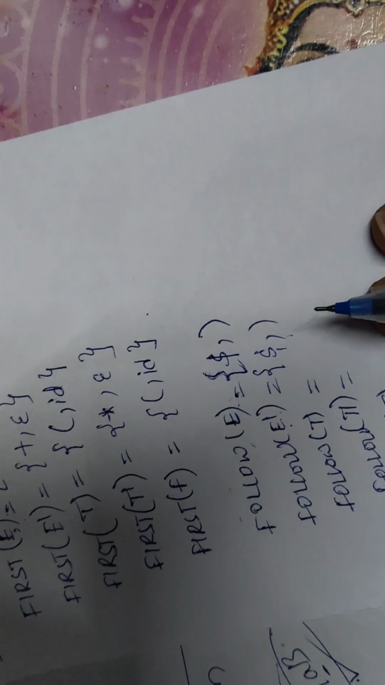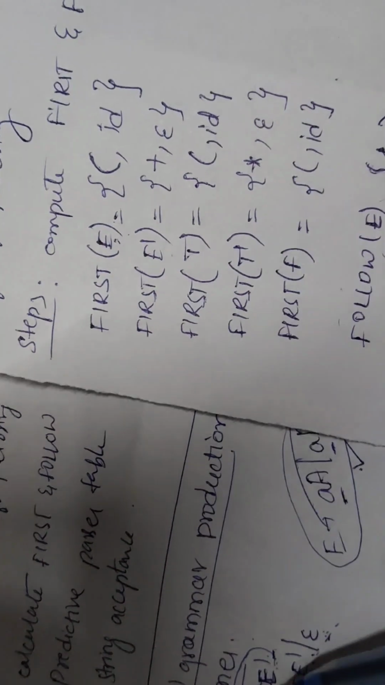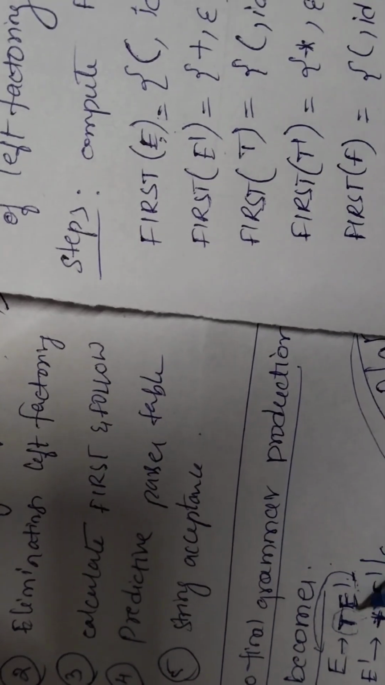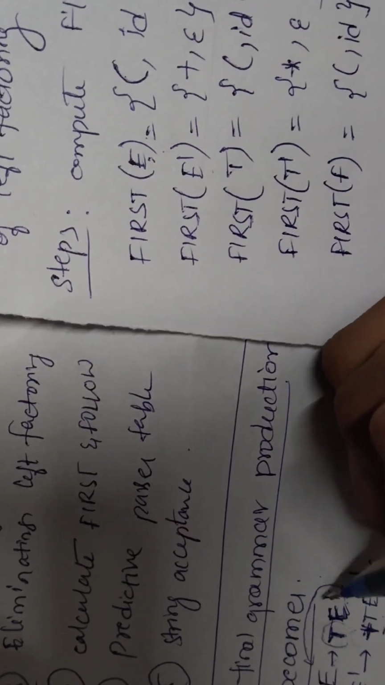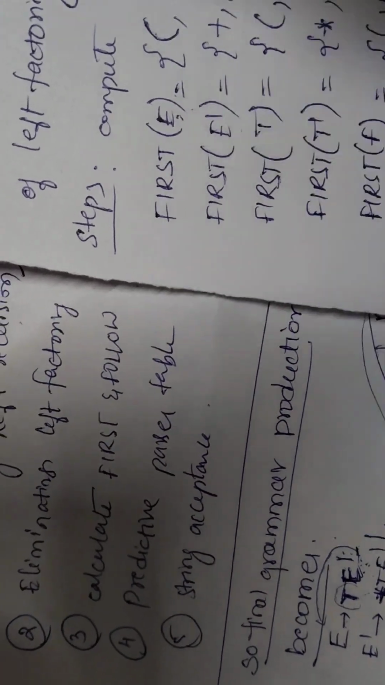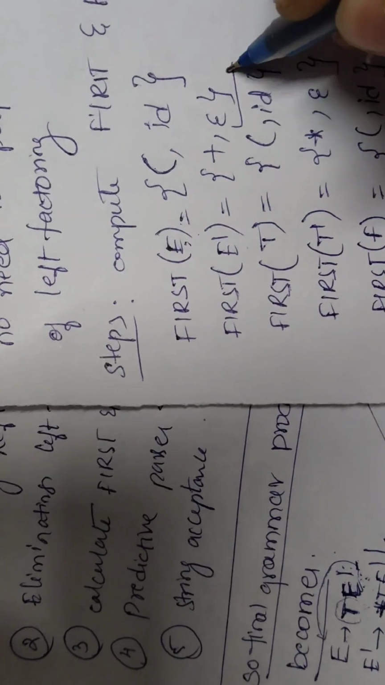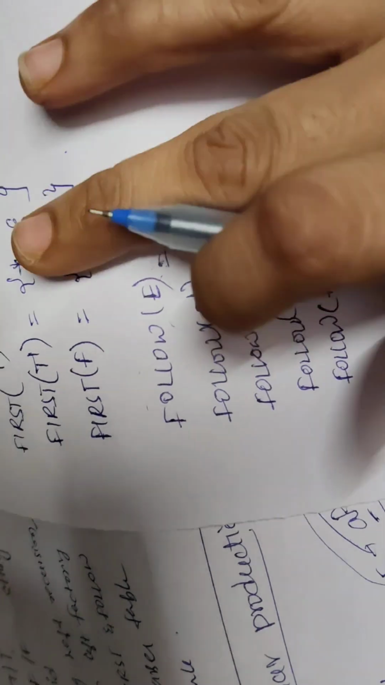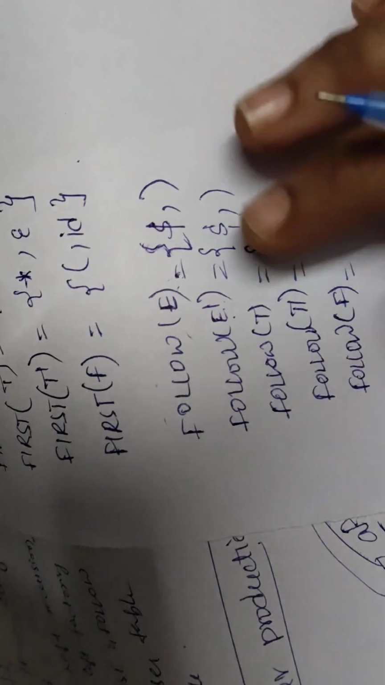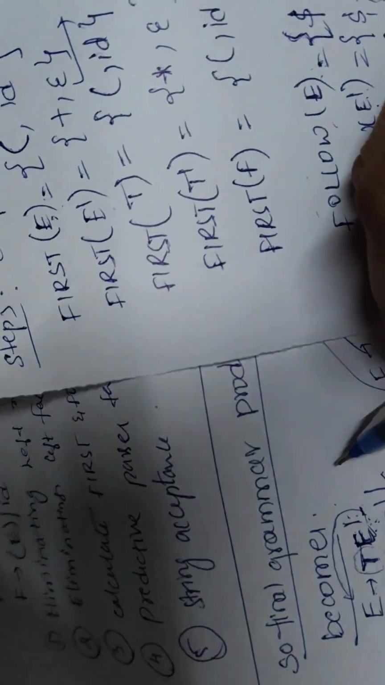So next, follow of T. What is follow of T? See, on the right side, who is following T? Here, E dash is following T. So see if it is a non-terminal or terminal. E dash is a non-terminal. So you need to calculate first of E dash. What is first of E dash? Plus and epsilon. So in follow of T, you will write plus. We need not write epsilon in follow. Keep it in mind: in follow we don't include epsilon.